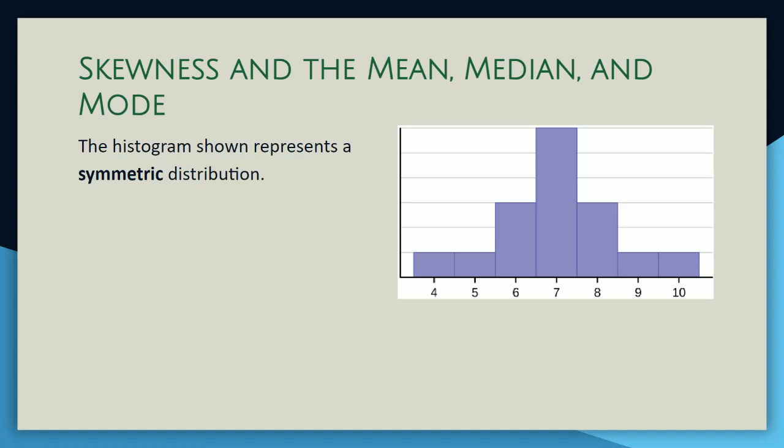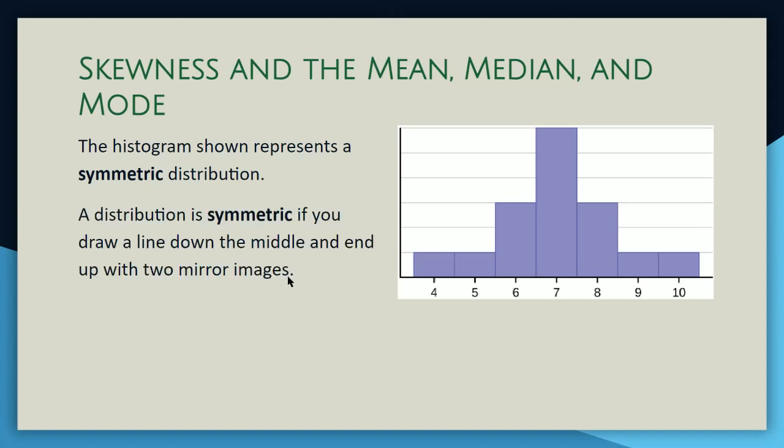So you can see on this slide we've got a picture of a histogram, and that histogram is a symmetric histogram. It represents a symmetric distribution of data. When we say that a distribution is symmetric, what we're saying is that if you draw a line down that middle, which we can see is right at 7 in this picture, you end up with two perfect mirror images. If I folded this histogram at 7, the boxes at 4 and 5 would line up with the boxes at 9 and 10. The box at 6 would line up with the box at 8.